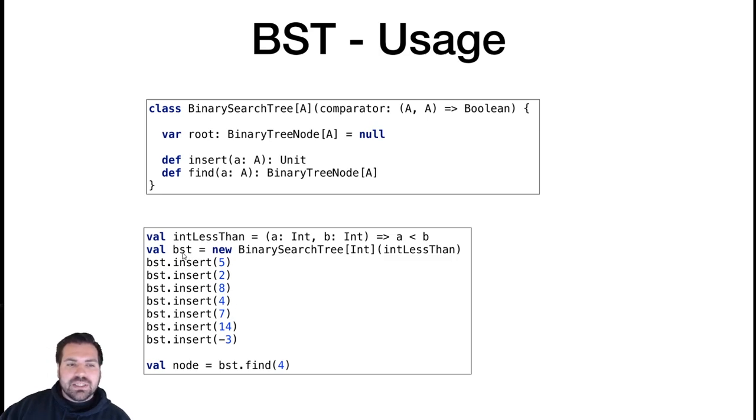So if you can see from the usage, if I didn't call this binary search tree and I didn't call my variable BST, you wouldn't know that this is a tree at all. You wouldn't know it's a binary search tree at all.